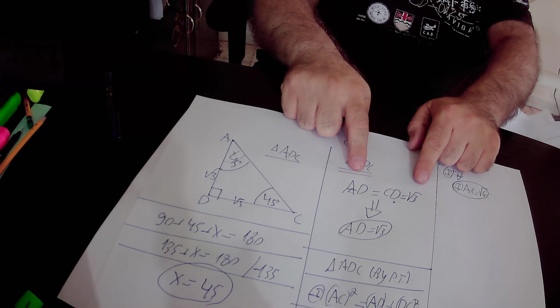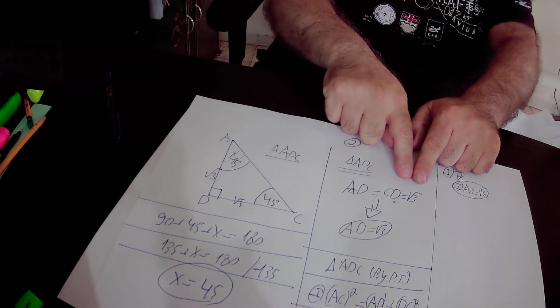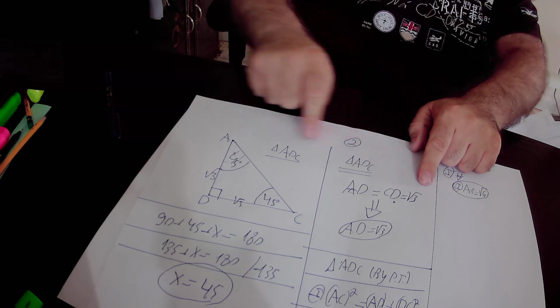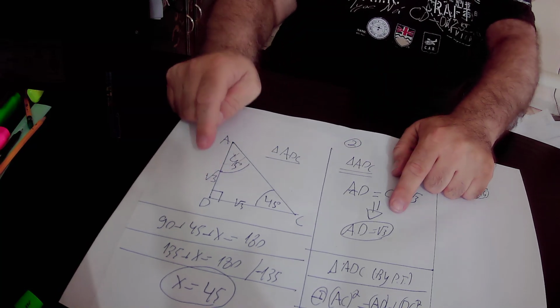But we have already found out that CD equals square root of 3 units. And from this equation, square root of 3 equals CD equals AD, we derive that AD is also equal to square root of 3 units.